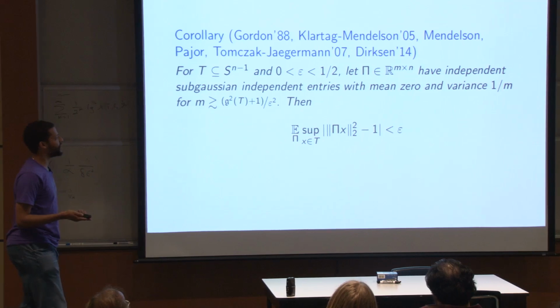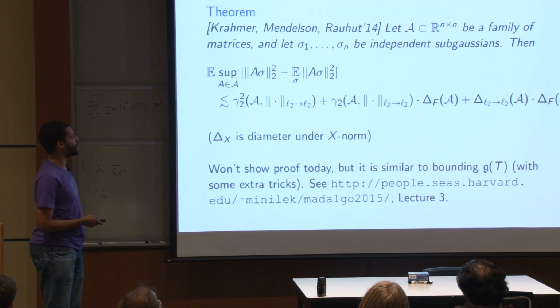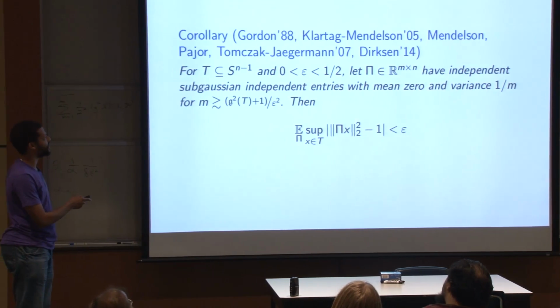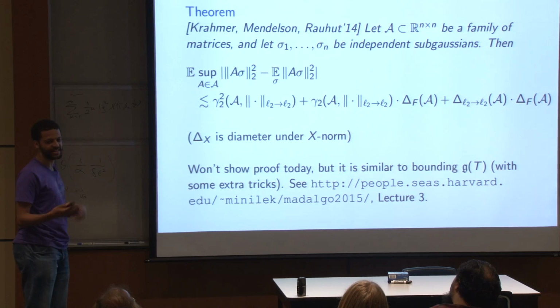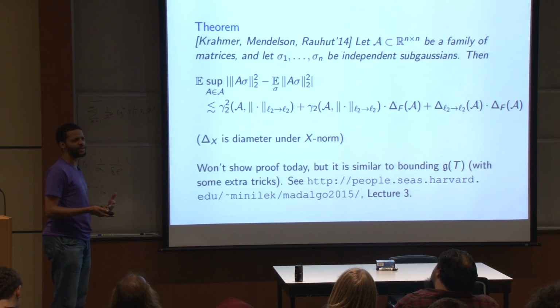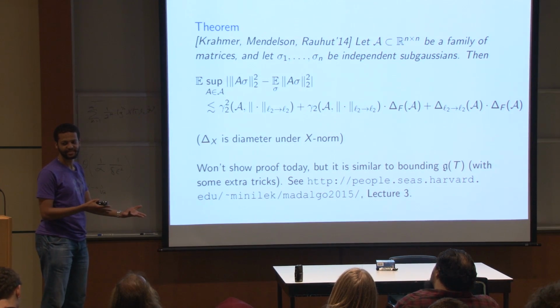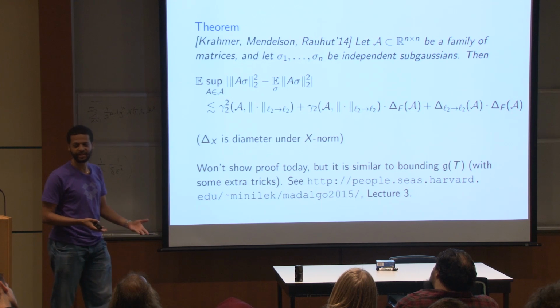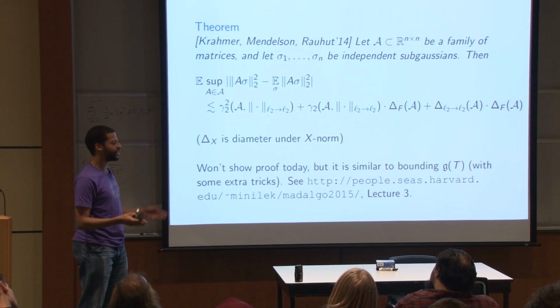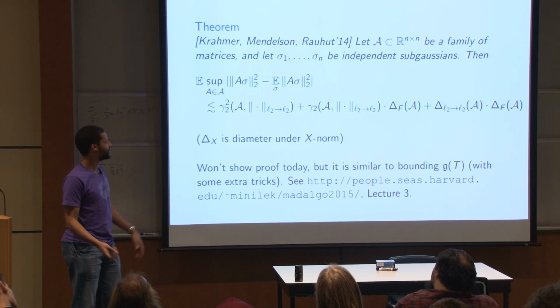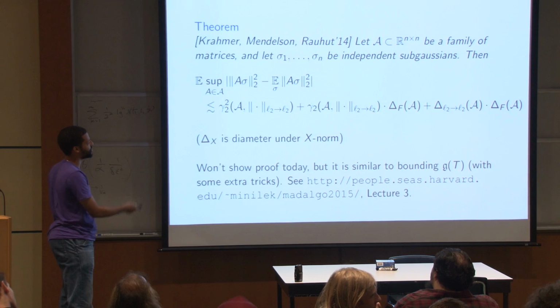And I claim that this is just a corollary of this. Of course, Gordon did it in '88. This is 2014, so Gordon did it a different way. Actually, Gordon did it even before gamma 2 was defined, so he definitely did it a different way. But now that you all are chaining masters, you'll just get it immediately from this chaining result.